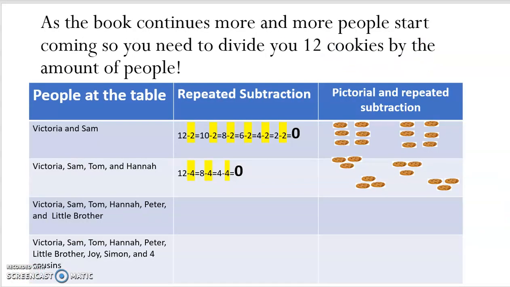As the book continues, more and more people start coming up again. So you need to divide 12 cookies by the amount of people. I did this because this is what you see on your work paper. So make sure you go over it.